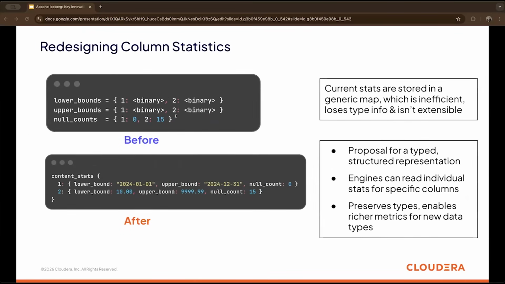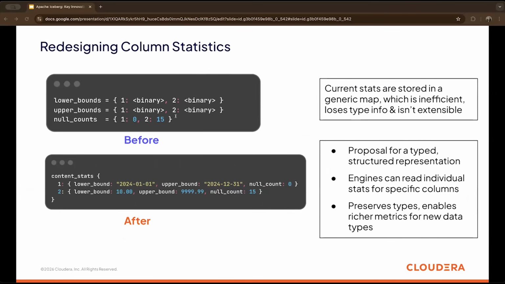The third one is a smaller one, but again, an important one, I think: how column statistics are represented. Currently, if you think about the statistics in Iceberg, you have the lower bound and the upper bound, and they're basically generic maps keyed by field ID. Now, this is a problem because imagine you have a lot of columns in a table, more wider columns, like for machine learning-based workloads. It can be a lot, right?